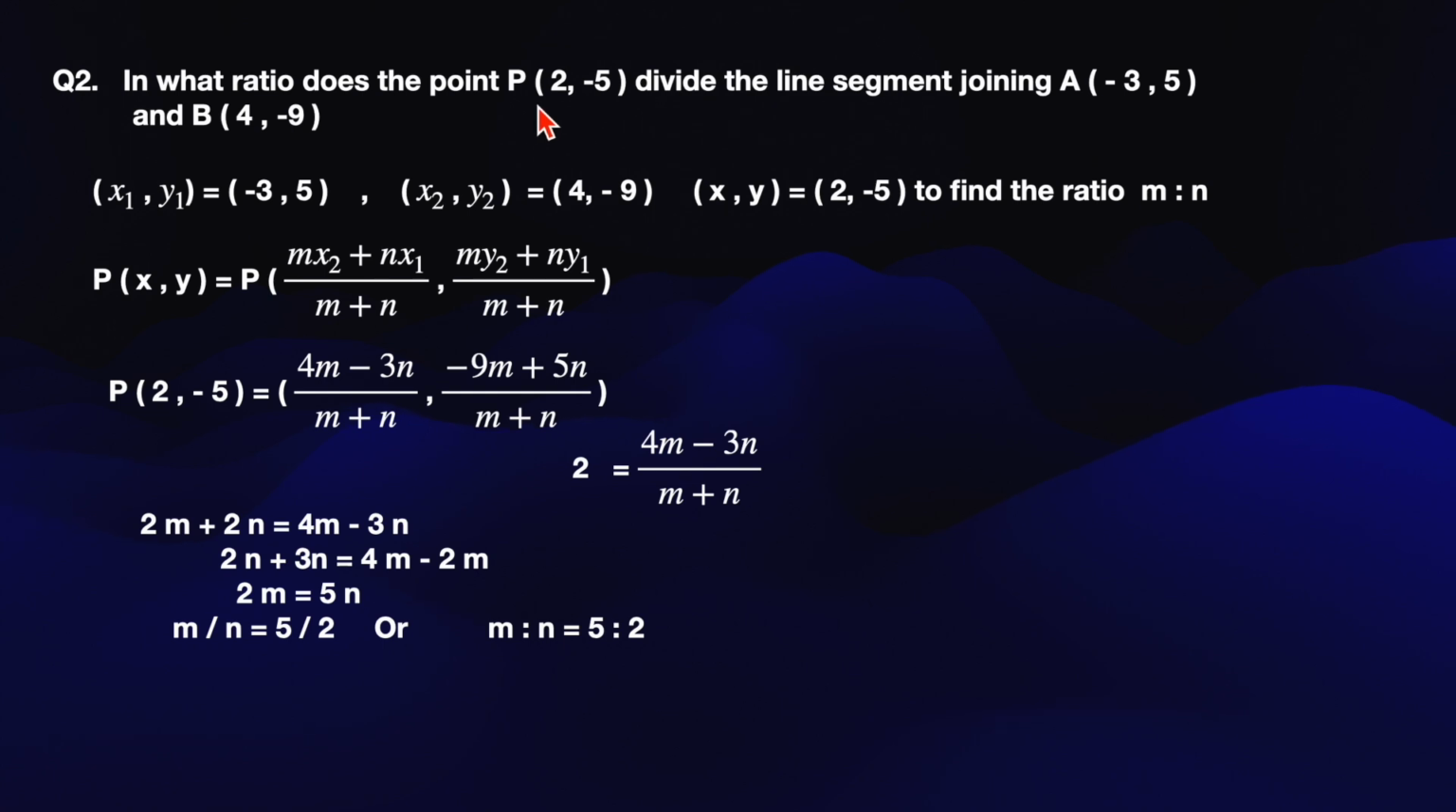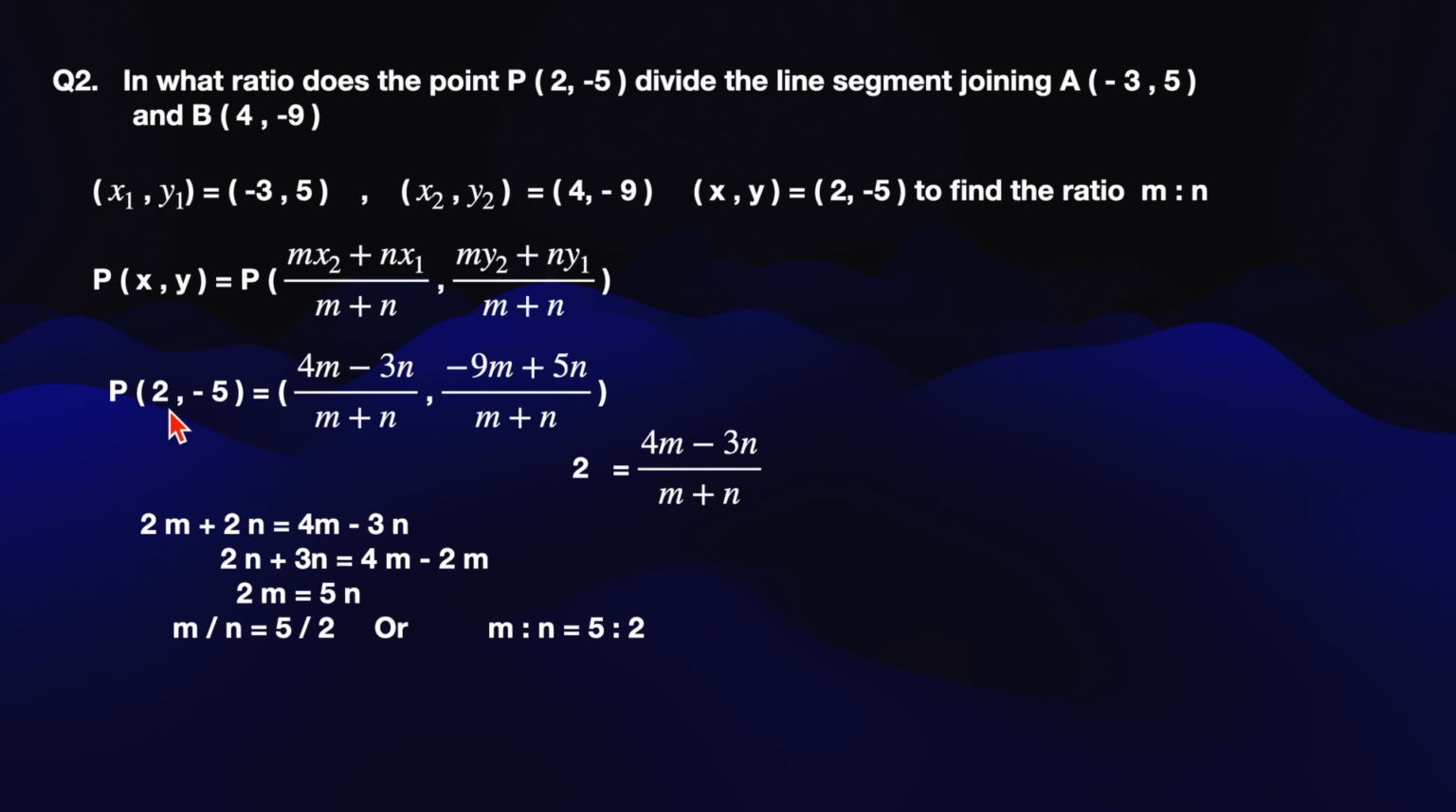So here let's write down P(x, y) as (2, -5). A is x1, y1, so write down the coordinates here. x2, y2 is the point B. Write down the section formula. Again I repeat, P(x, y) is equal to P of, first coordinate is (mx2 plus nx1) upon (m plus n), comma (my2 plus ny1) upon (m plus n).